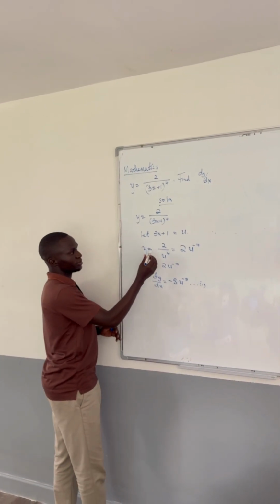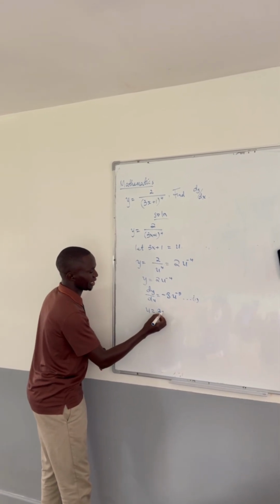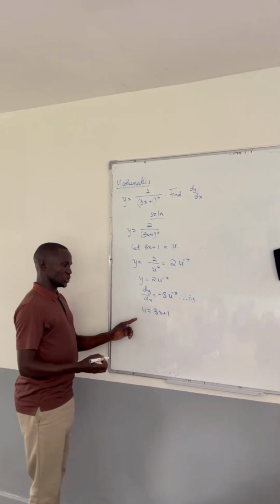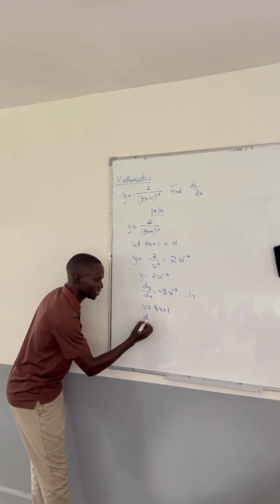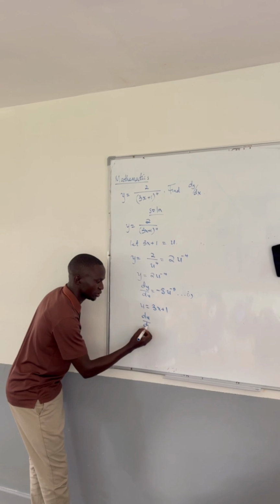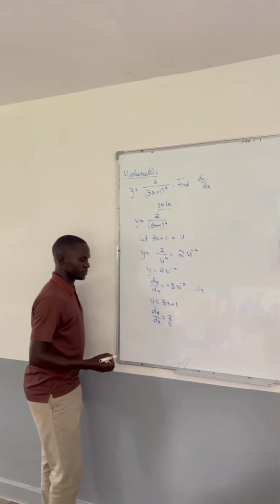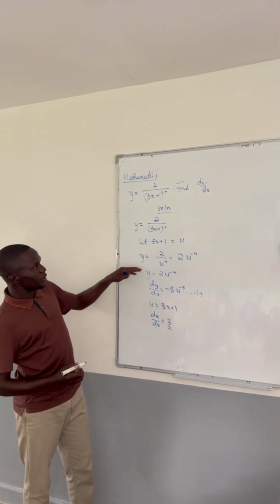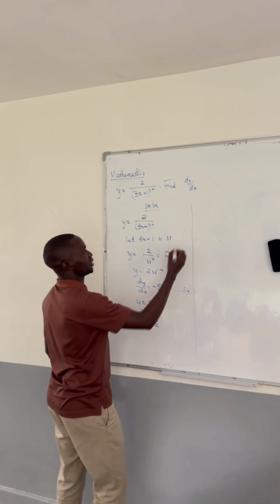Then, remember, our u is the same as saying 3x plus 1. We are now going to differentiate u with respect to x. du over dx will be equal to 3. Now, remember, our focus is to get dy over dx.